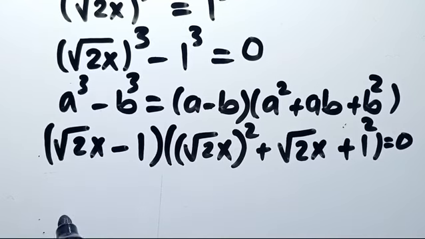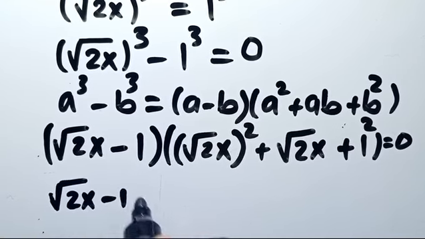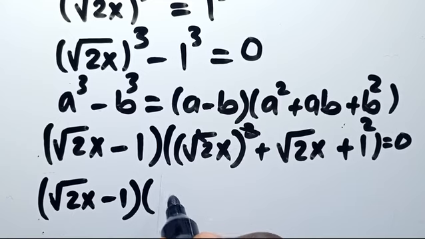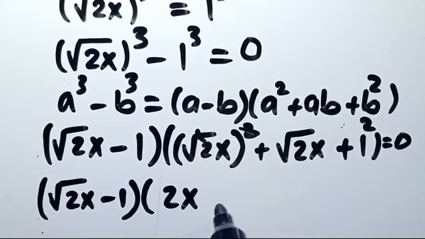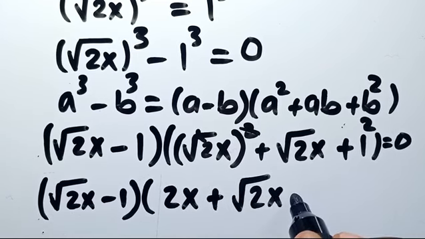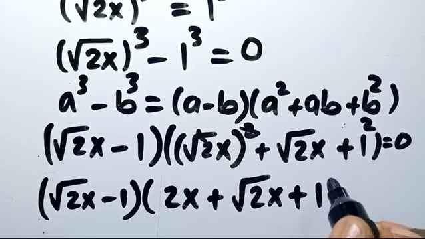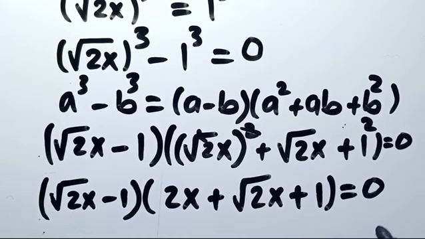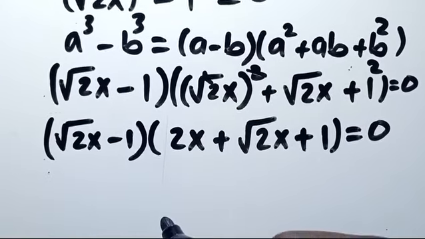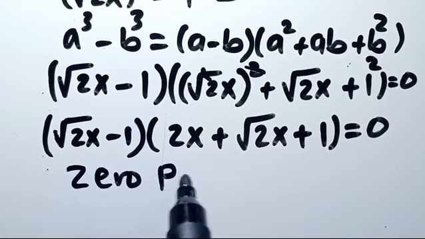So from here we have (root 2x minus 1) times this. We cancel out this, and we have 2x plus root 2x plus 1 in parentheses equals 0. So from here, we have to apply something called the zero product rule.